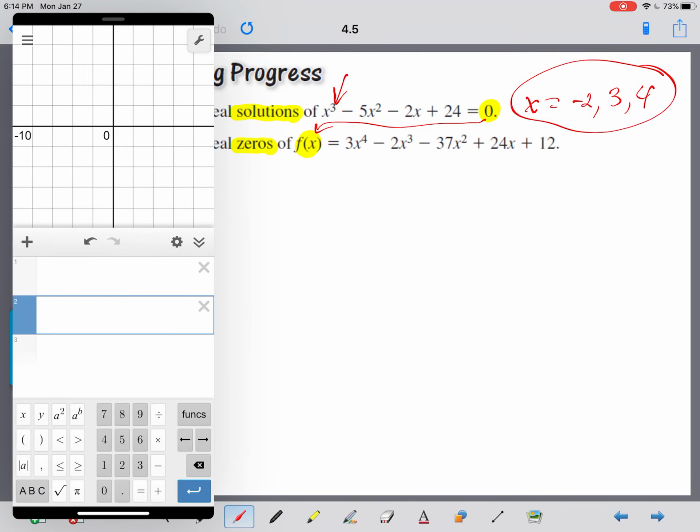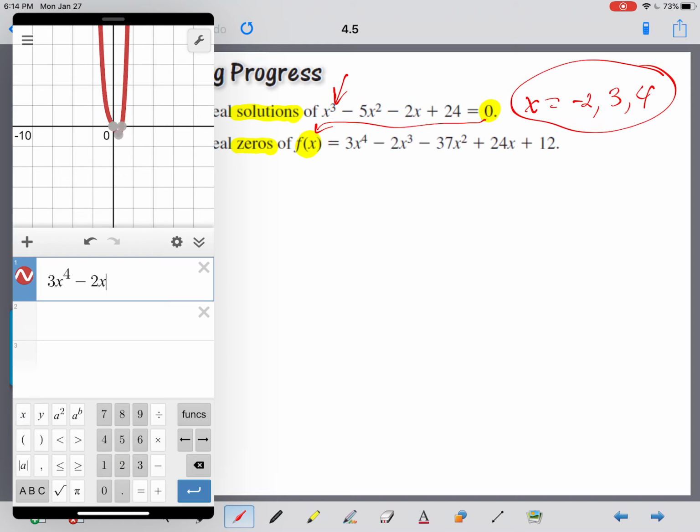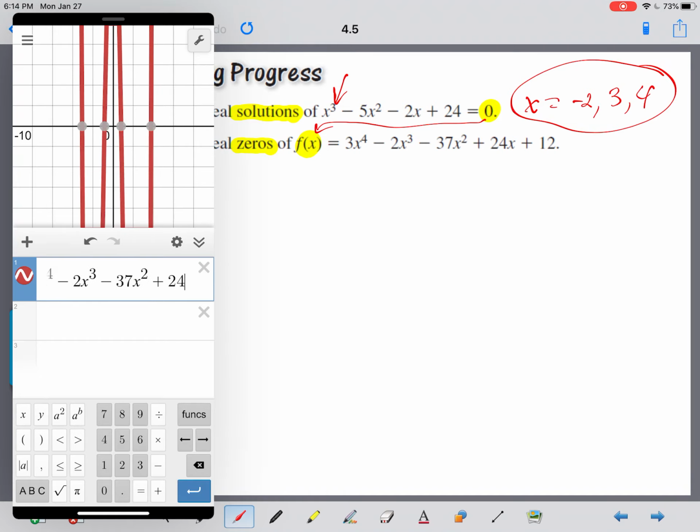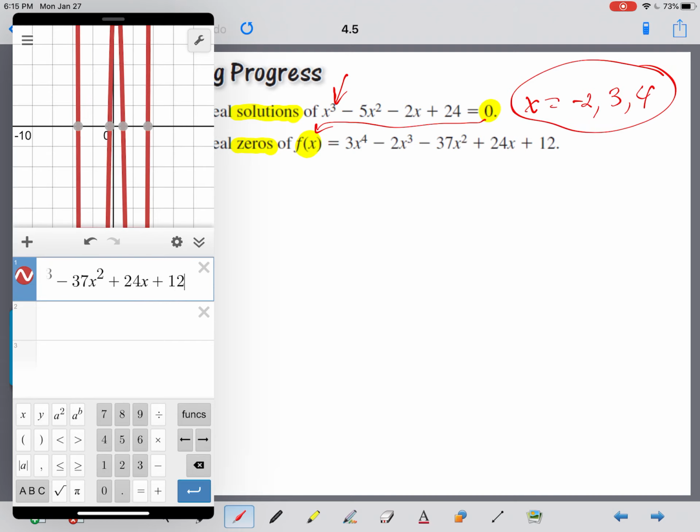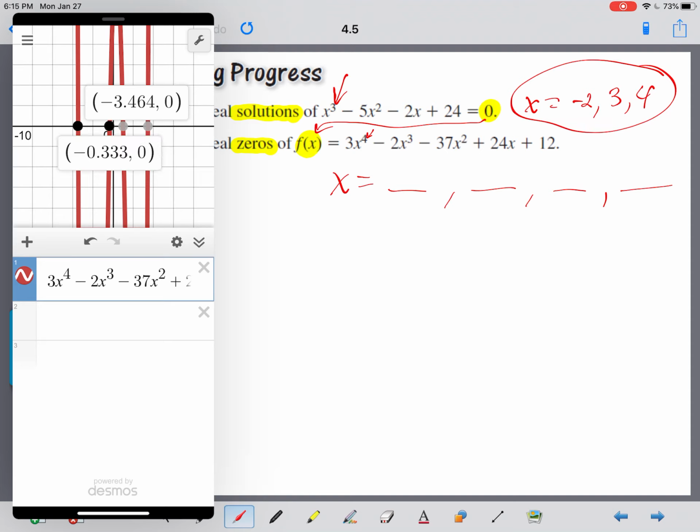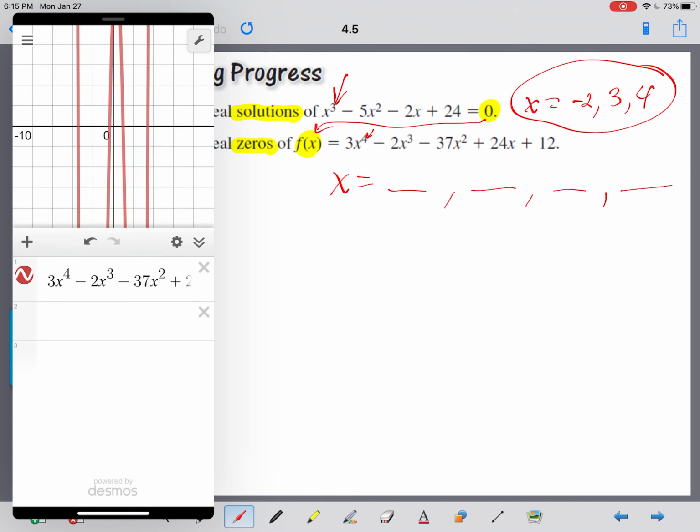All right, let's try this other one: 3x to the fourth minus 2x to the third minus 37x squared plus 24x plus 12. We should get 4 solutions: 1, 2, 3, and 4. Two of them, if you'll notice, are the same number with different signs. So that's a plus or minus situation. They're 3 decimal places. Those are going to be my irrationals, so I'm going to have to use these other ones.